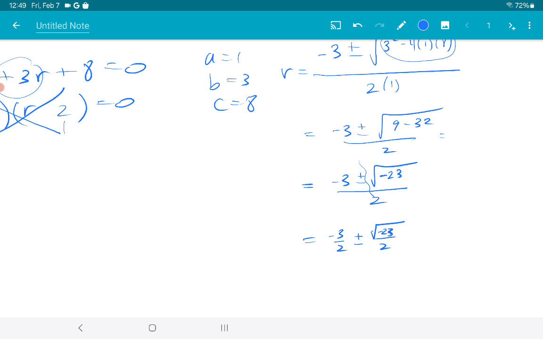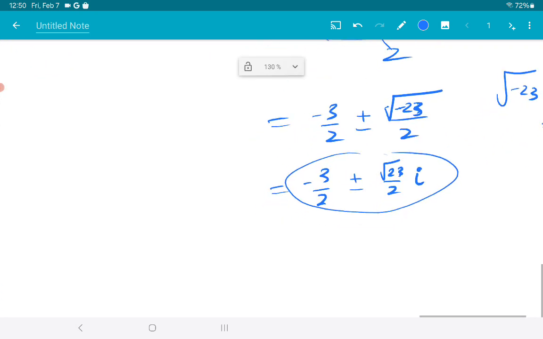You'll see why in a second. If I pull that negative out, this will be negative 3 over 2 plus or minus the square root of positive 23 over 2 times i. Where did the i come from? We had a square root of negative 23. The square root of negative 23 is the square root of negative 1 times the square root of 23, which is just i times the square root of 23. So I just put the i second here. So that's how we got this.